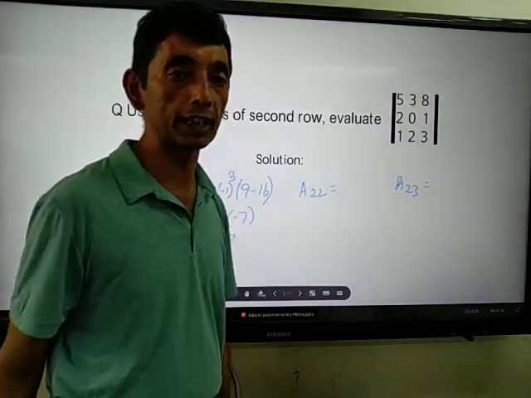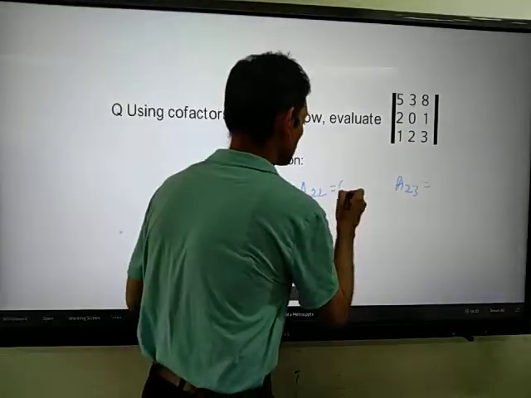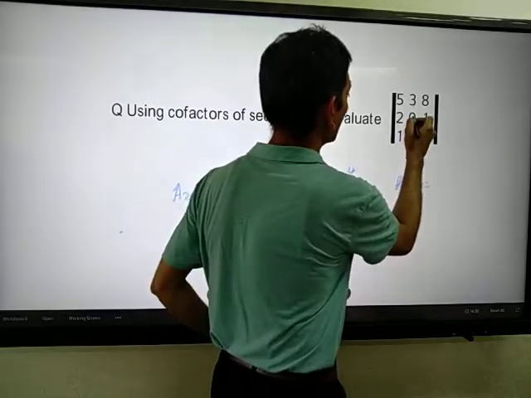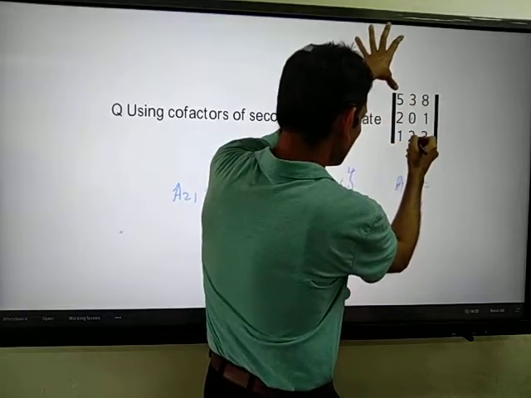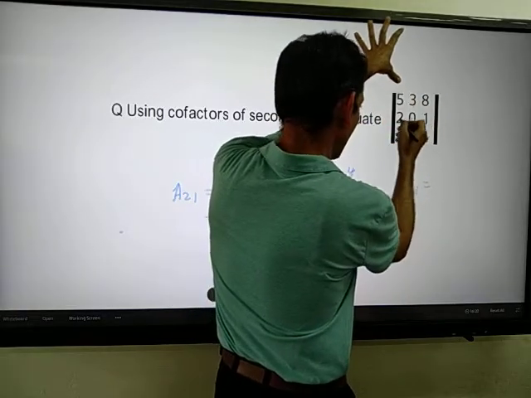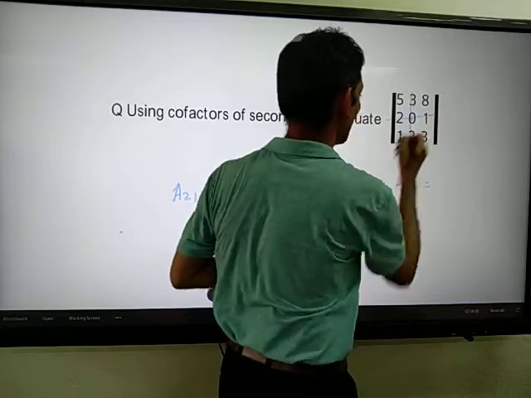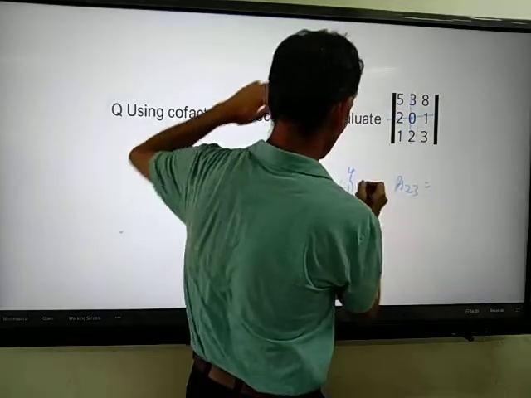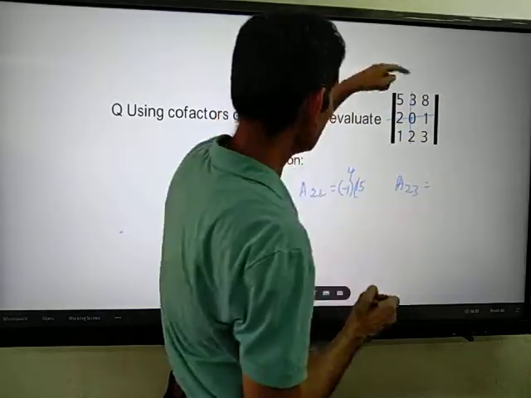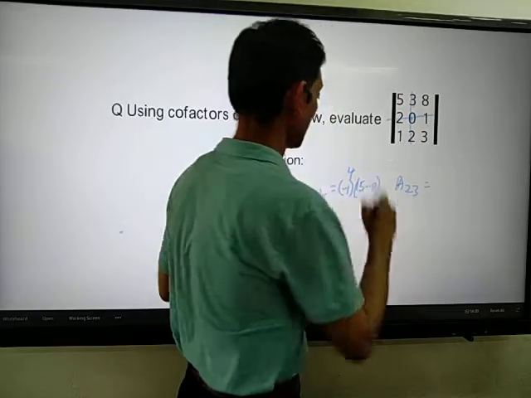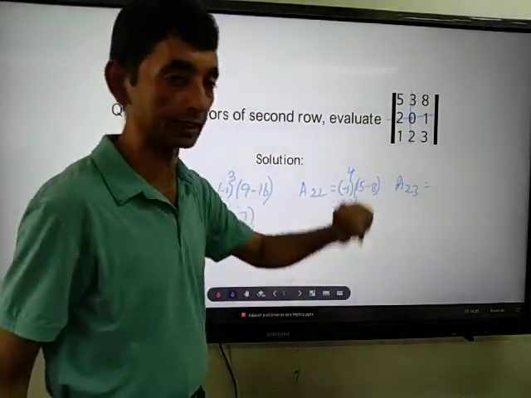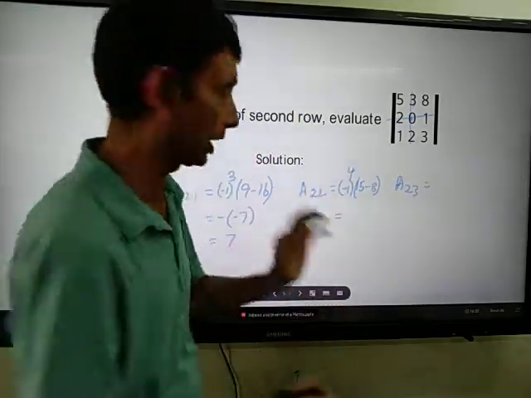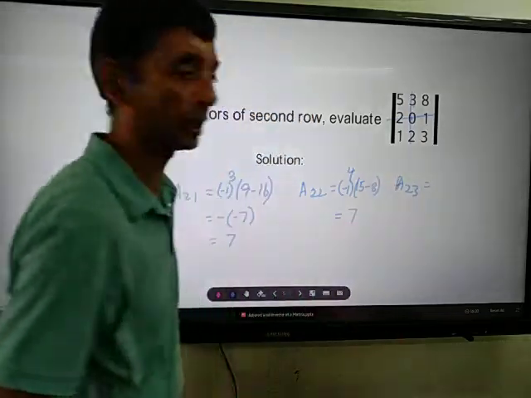Now we are going to calculate A22. A22 is minus 1 to the power of the suffix sum, 2 plus 2. It's 4. Now we want to find the cofactor of this element. You need to ignore this column and this row. What elements will be left out? 5, 8, 1, 3. We need to multiply 5 into 3. 5 into 3 is 15 minus 8. 15 minus 8 is 7, and minus 1 to the power 4 is plus. So it will be only plus 7.